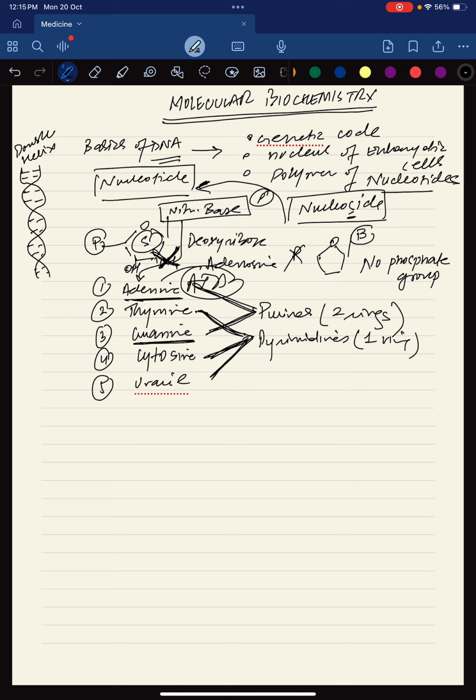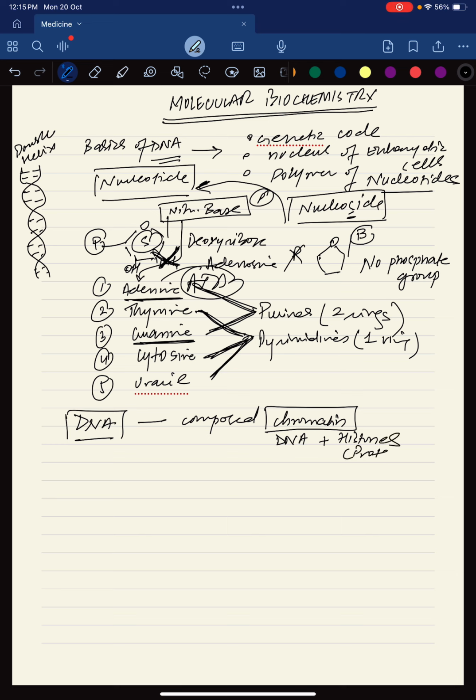And now I will go through the chromatin structure basically. So when we say DNA, we say it is composed of chromatin, right? It is the composed and condensed form of chromatin that fits into the nucleus. So what is this chromatin now? Chromatin is just DNA plus histone, right? With a complex structure. Histones are the proteins.